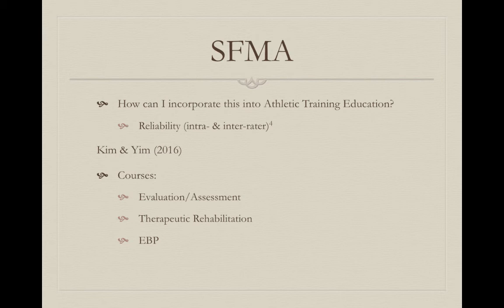Kim and Yim conducted a case study looking at the use of these corrective exercises from the SFMA in a patellofemoral pain syndrome patient. They found that the assessment as well as the use of the corrective exercises were effective in treating the chronic condition, as pain based on the visual analog scale decreased and overall function of the movements increased over time. Integrating evidence such as this into courses of athletic training education could be highly beneficial and produce more effective clinicians in the future.